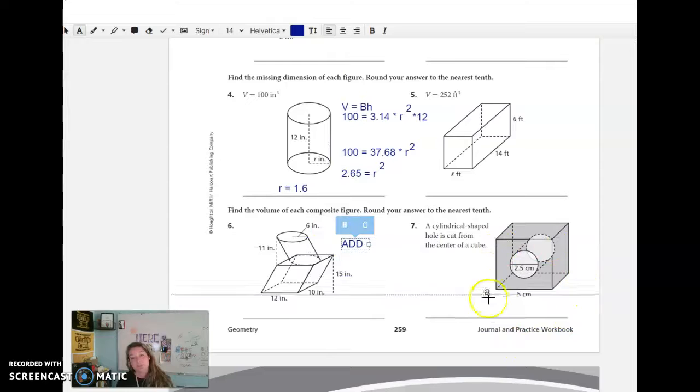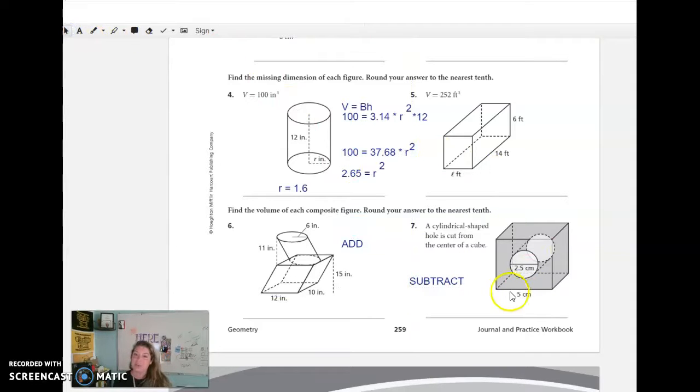If you take a look at number 7, we have this cylindrical shaped hole that is cut from the center of the cube. So it's like a little tunnel. You can crawl through there. So you're going to find the volume of the box, and then you're going to subtract the volume of that cylinder that is inside there, okay?